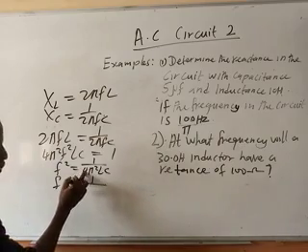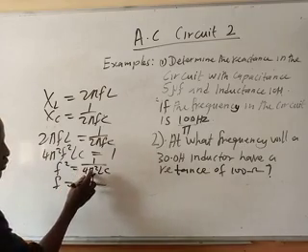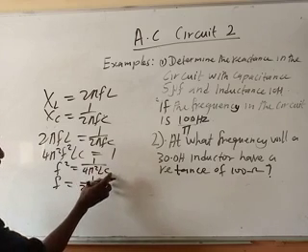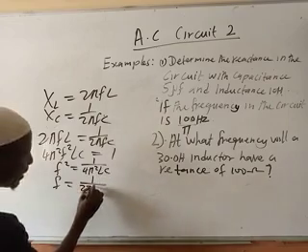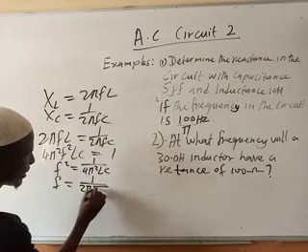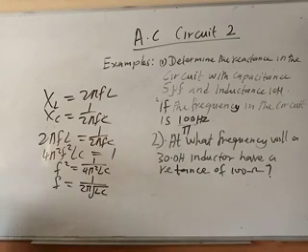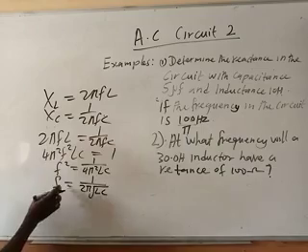So find the square root of 4, 2. Find square root of pi square is pi. Then this one, this and this, they don't have square root. You place the square root on them. That is LC. So this one is called resonance frequency.